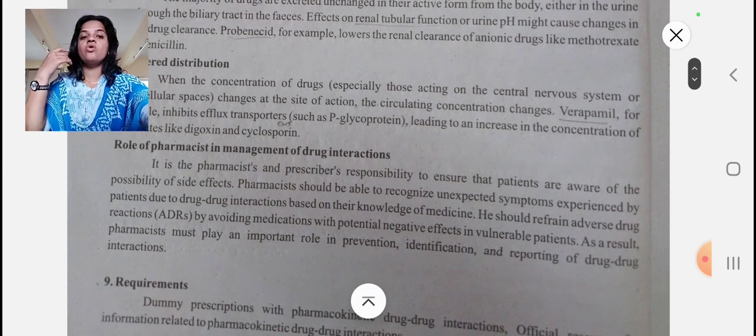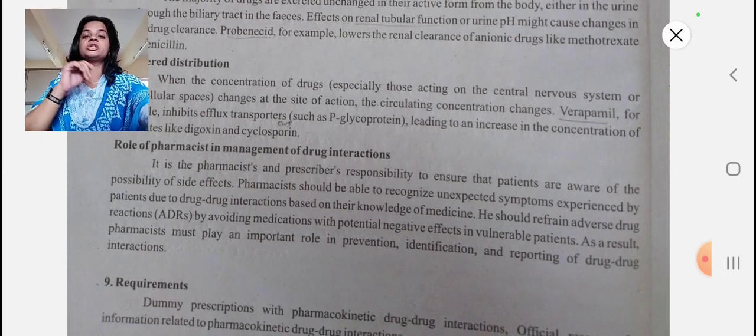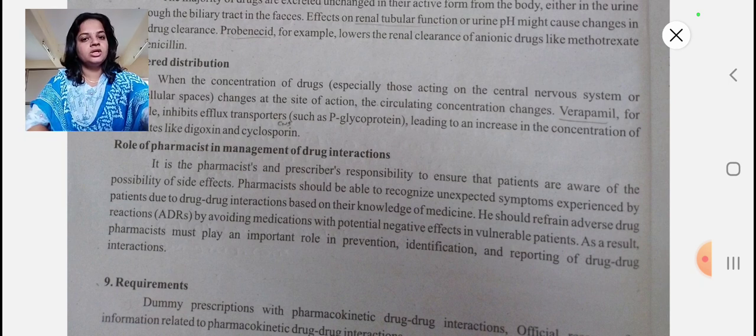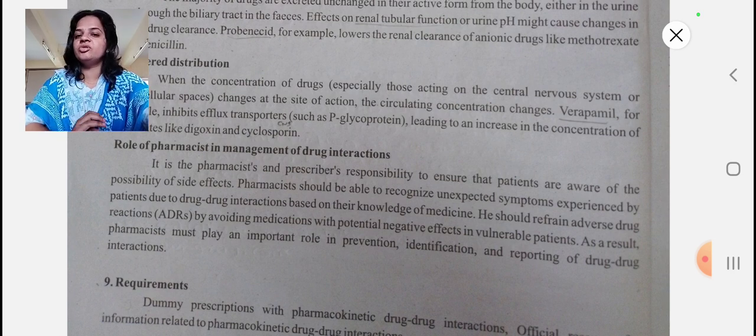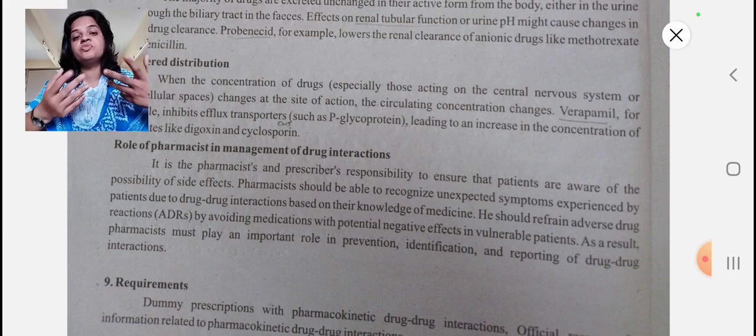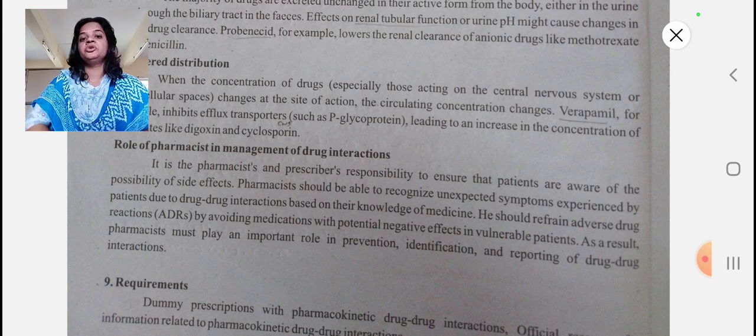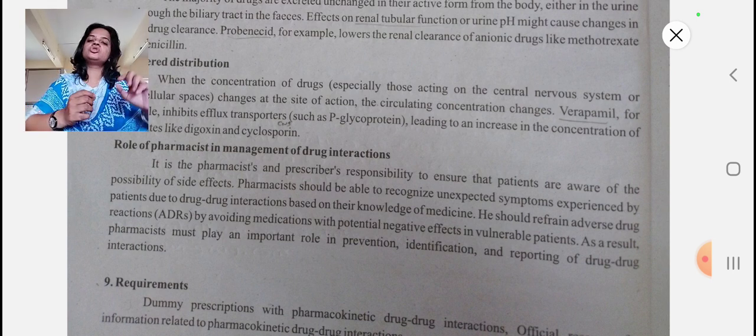What is the role of the pharmacist in the management of such drug interactions? It is the responsibility of the pharmacist, and also of the prescribers, to ensure that patients are aware of the possibility of side effects. The pharmacist should be able to recognize the unexpected symptoms that the patient may experience in the future due to the drug interaction, based on their knowledge.